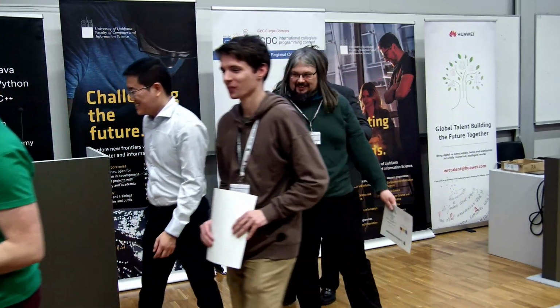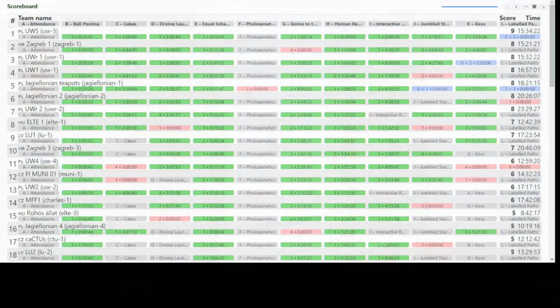Also, thank you to the Vice Dean of the Faculty of Computer Science and Informatics for distributing the bronze medals. We would like to welcome the Vice Rector of University of Ljubljana, Professor Dr. Anton Ramšak, to give out the silver medals.